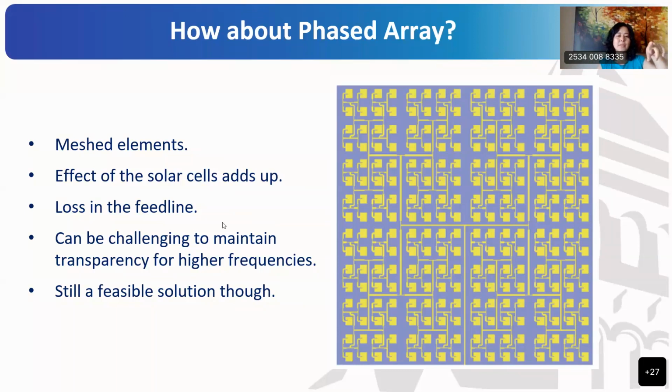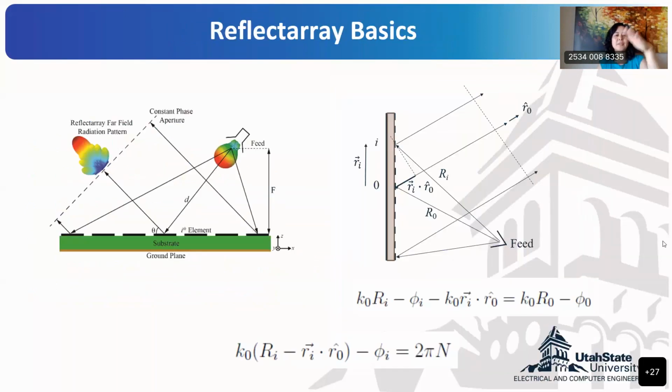So in this case, we need to mesh each antenna. So next is, how about we just bypass all the meshing.